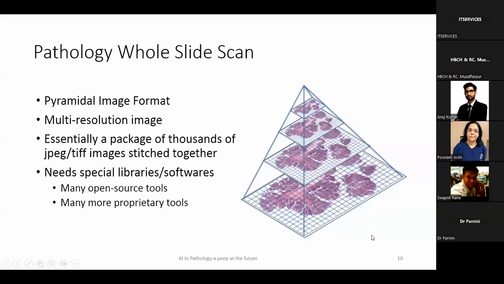So to understand this digitization, what happens is that we essentially convert the glass slide into a pyramidal image format, where it is a combination of multiple images taken together by the camera and then stitched together.